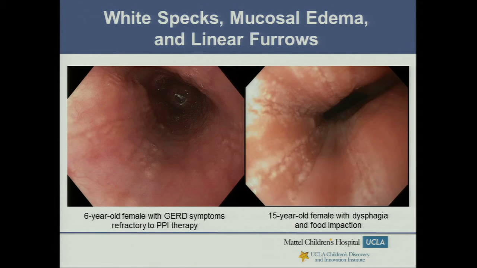This patient here is a 6-year-old female who was referred to me for very refractory GERD symptoms. She was constantly refluxing and regurgitating all day long despite being on BID PPI therapy. And she did have confirmed eosinophilic esophagitis. Her case looks a little bit more mild compared to the patient here on the right. This was a 15-year-old young lady who presented with dysphagia and food impaction, and she also was confirmed to have EoE.